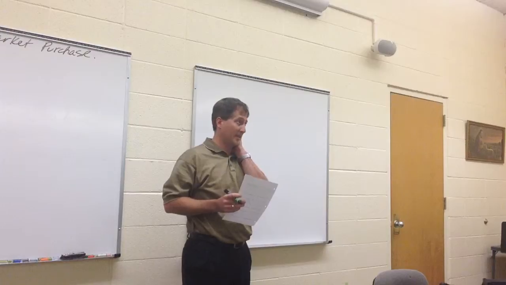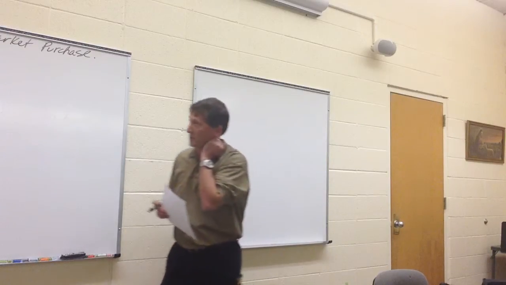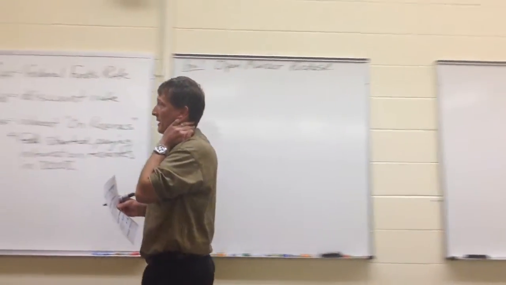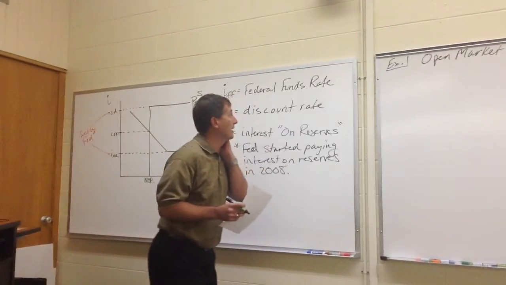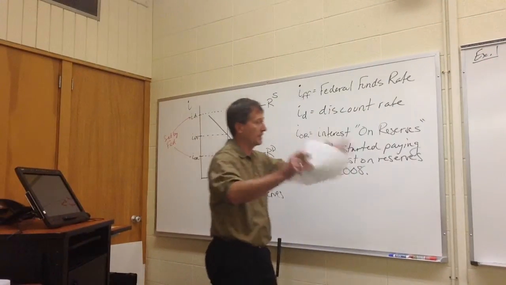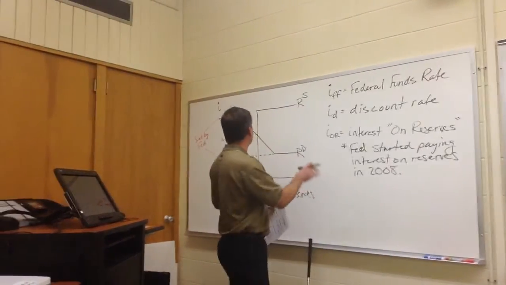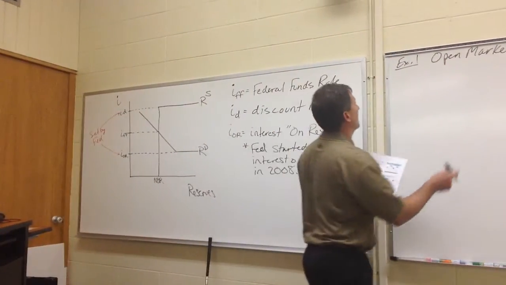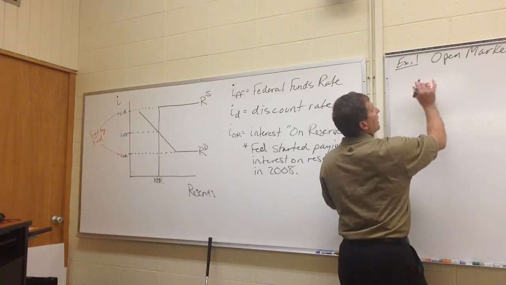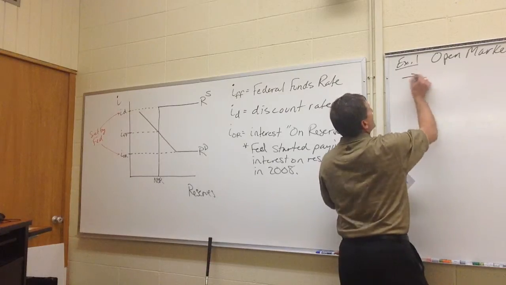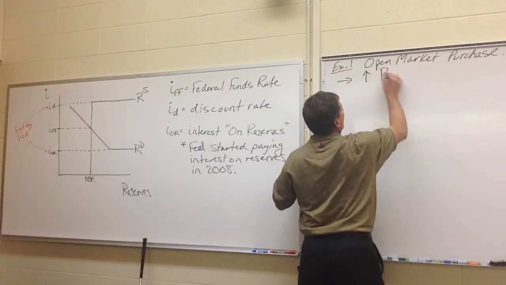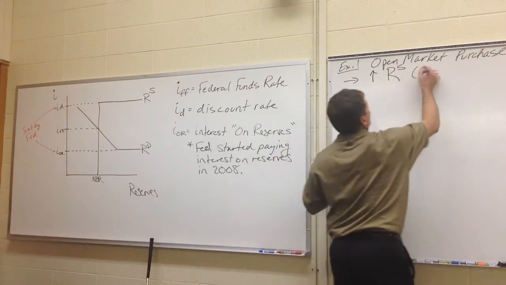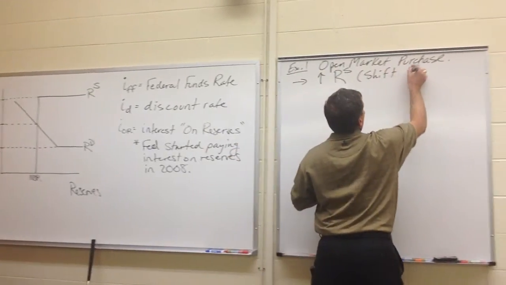Supply, good. So an open market purchase is going to lead to an increase in the supply of reserves once we start to get the money into the system. And so that's going to cause an increase in reserve supply. So we're going to have open market purchase leads to an increase in RS, a shift to the right.